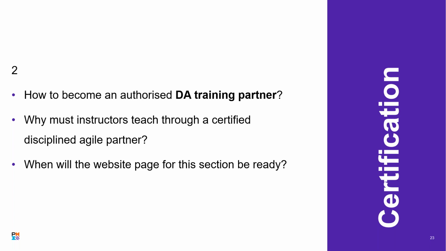So if you're a lone trainer and you want to become a DA trainer, then aligning with an existing training partner should be a fairly straightforward thing for you to do. That's something you need to negotiate with them. But most of these training partners are on the lookout now for good people that can train in Agile, and more importantly, of course, in Disciplined Agile. So there's a lot of opportunity there. You'll just have to go looking for an existing ATP that you're willing to work with.